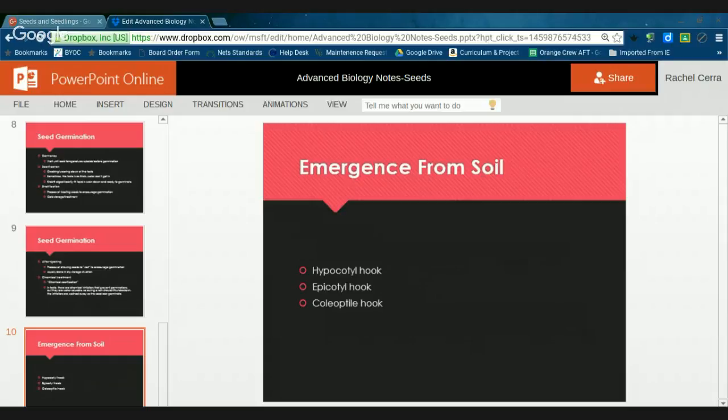It's not the same as an epicotyl hook. The primary reason is you don't end up with the cotyledon there towards the end. And technically, you can have an epicotyl hook with a dicot. You can't have a coleoptile hook with a dicot. So, please let me know if this doesn't make sense.